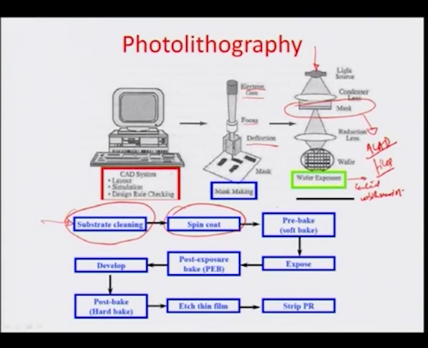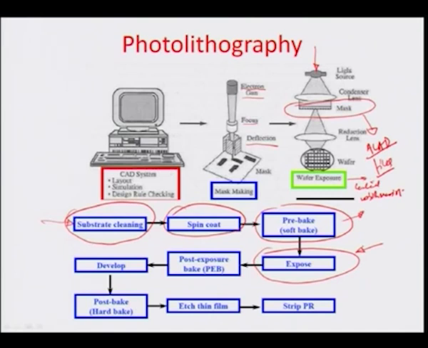Thereby you actually do a pre-bake, where whatever solvent was used for spinning the resist uniformly on top of the wafer is evaporated, thereby solidifying the resist film on the surface. And then after the pre-bake, you do the exposure using the masking process of the photoresist, so that whatever windows have been made in the mask are printed onto the resist.